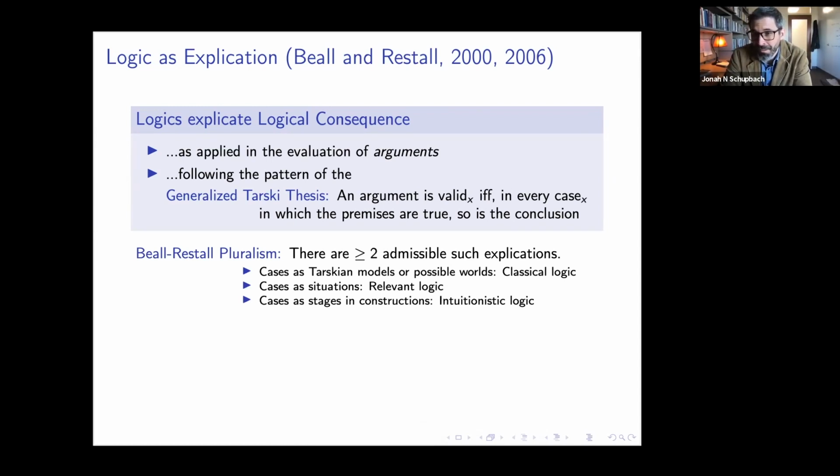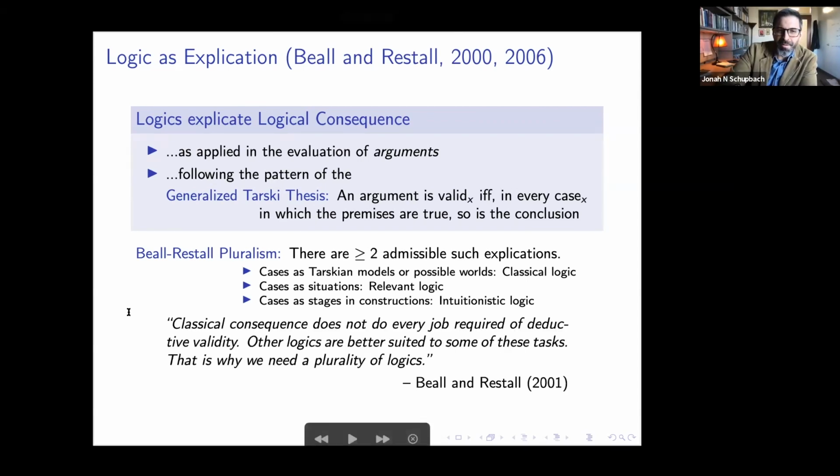You get different logics, in other words, that serve as explications of logical consequence by treating and explicating that idea of case differently. Cases as Tarskian models or possible worlds gives you classical logic, situations gives you relevant logic, and cases as stages in constructions gives you intuitionistic logic. Right. The important point here is that they accept all of these as good explications of logical consequence, exactly for concept engineering sorts of reasons, exactly because they serve different fruitful ends, right? They serve different epistemic ends fruitfully.